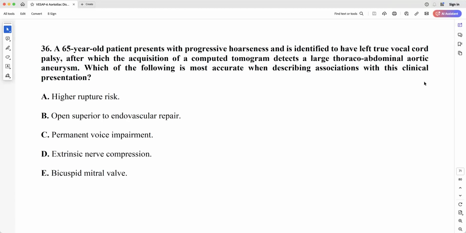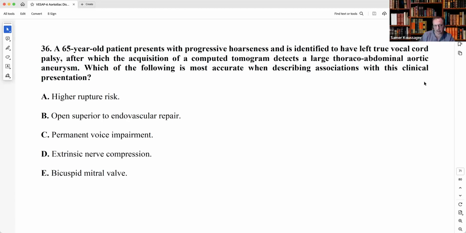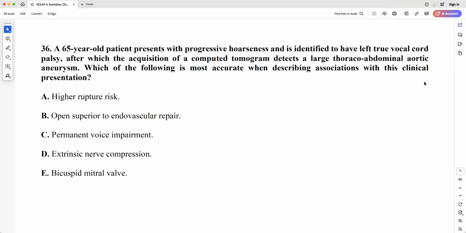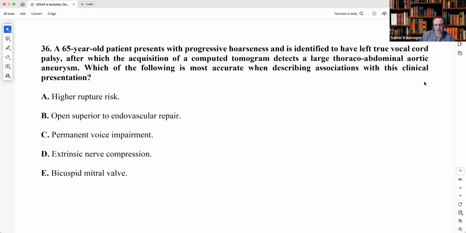The extrinsic nerve compression. So it's the answer. But this will not increase your rupture risk. Open and endovascular doesn't matter really. It's the same. Permanent is not a permanent, and bicuspid mitral valve has nothing to do with the hoarseness. If you have a bicuspid aortic valve, you're associated with a dissection, correct? Usually aortic dissection. These are just what they noticed. So it's nothing to do with it. Okay, any question about this part?